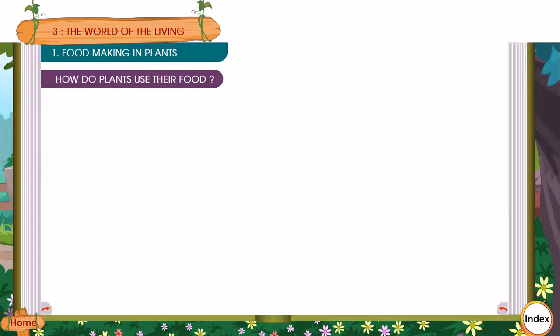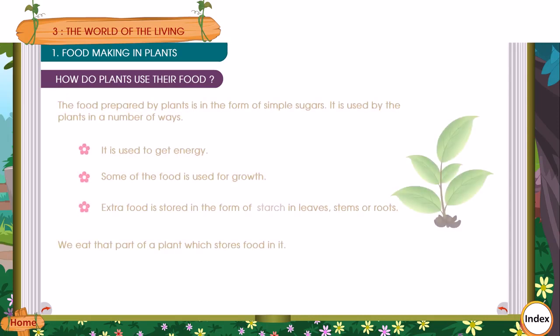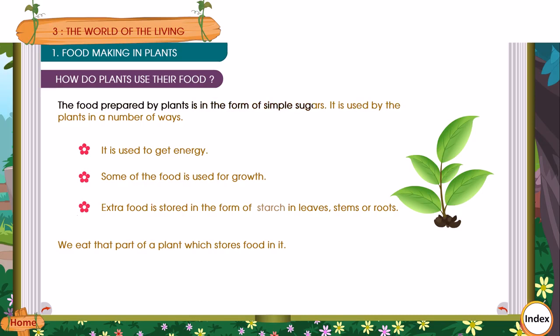How do plants use their food? The food prepared by plants is in the form of simple sugars. It is used by the plants in a number of ways. It is used to get energy. Some of the food is used for growth. Extra food is stored in the form of starch in leaves, stems, or roots. We eat that part of a plant which stores food in it.